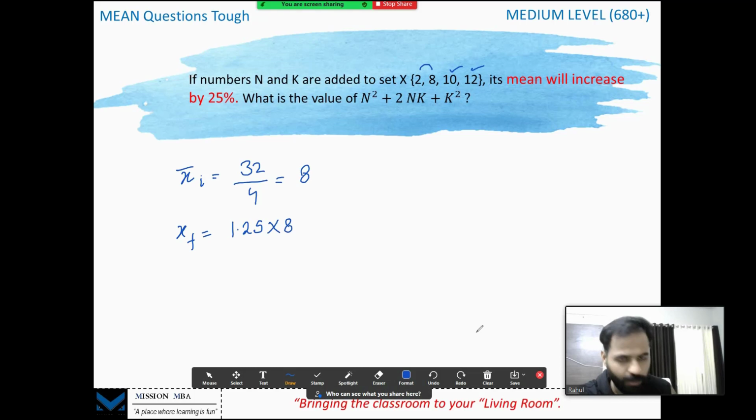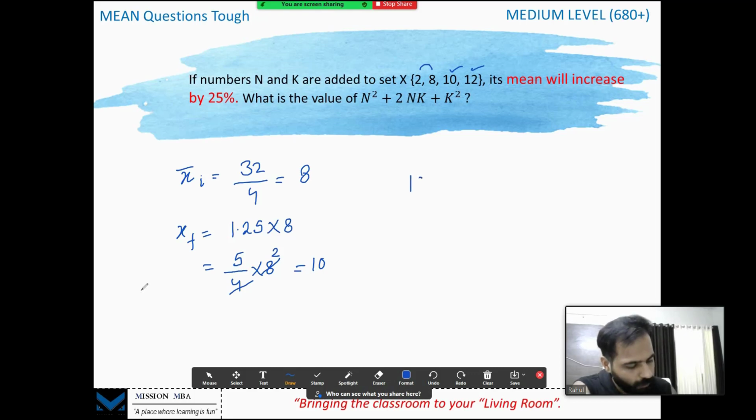The multiplying factor for 25%, I'm very sure you know this basics. Multiplying factors: increased by 30%, 1.3; increased by 20%, 1.2; decreased by 20%, 0.8 times. So what is the final mean? 1.25 can also be written as 5 by 4 into 8. Calculation becomes easy. It is simply 10. So this is my final mean.